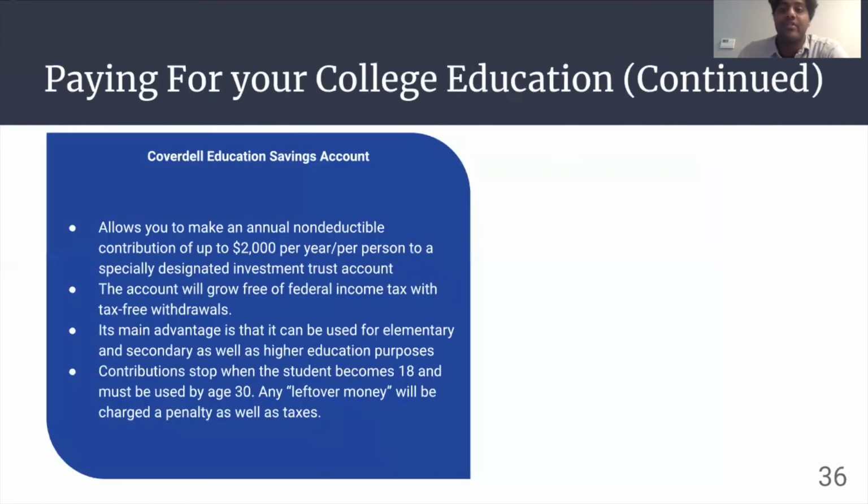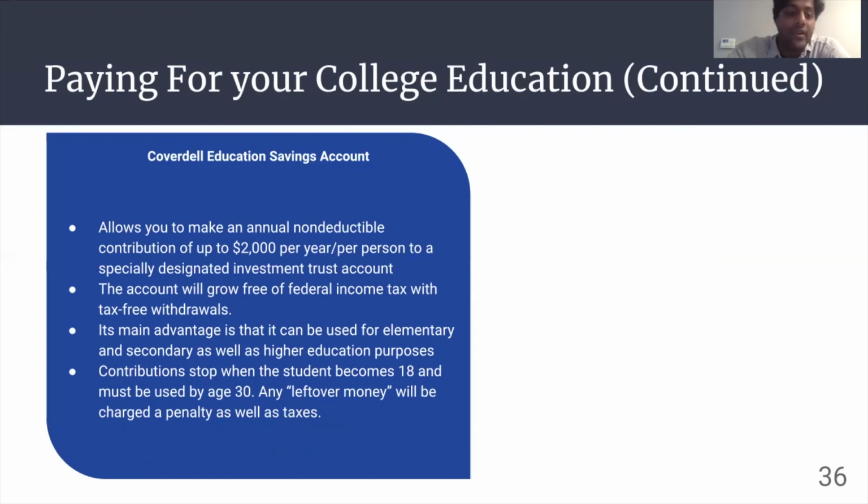So other than the 529 plan, there's also the Coverdell Education Savings Account, which allows you to make an annual non-deductible contribution of up to $2,000 per year per person to specially designated investment and trust accounts. The account will grow free of federal income tax with tax-free withdrawals, and its main advantage is that it can be used for elementary and secondary as well as higher education purposes. So this will apply for your grad school, your doctorate if you want to pursue that.